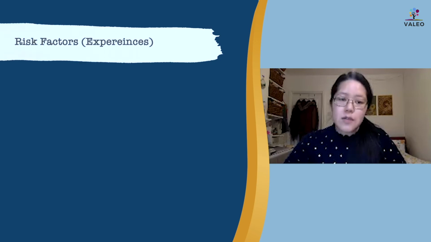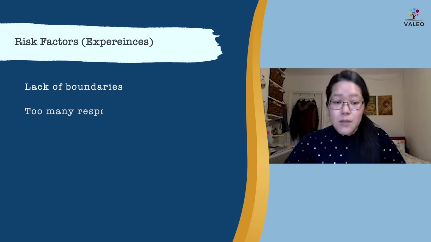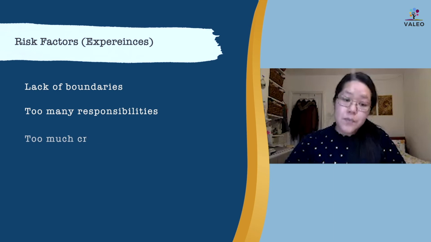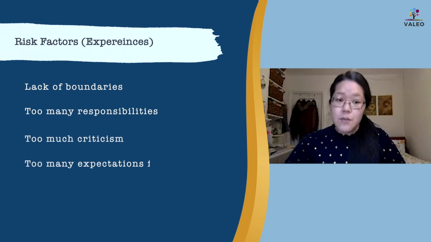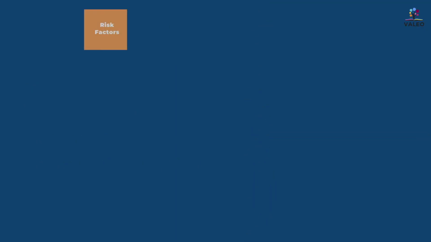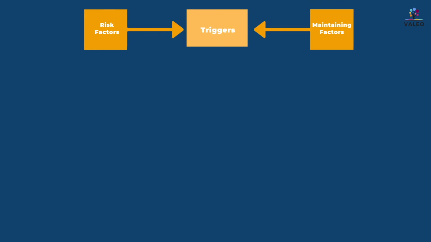And then, in terms of risk factors, the child's experience may contribute to an insecurity, lack of confidence, or fear of making mistakes. They may not have enough boundaries, they may have too many responsibilities, or they may have too much criticism, or too many expectations for them. So all of these things may contribute to a sensitive child having the risk factors and the maintaining factors to then trigger selective mutism. And then the trigger can be that the child associates speaking with distress or feeling uncomfortable.